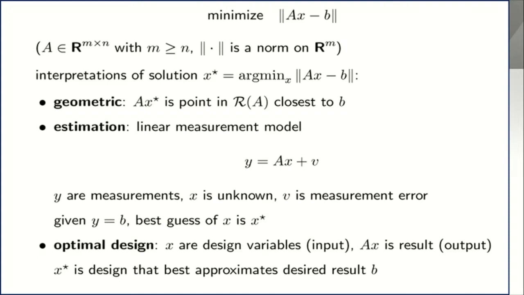In terms of estimation, with the linear measurement model y equals Ax plus v, where y are measurements, x is unknown, and v is measurement error, given y equals b, the best guess of x is x star. In terms of optimal design, x are design variables, which is the input, Ax is the result, which is the output, and x star is the design that best approximates the desired result b.